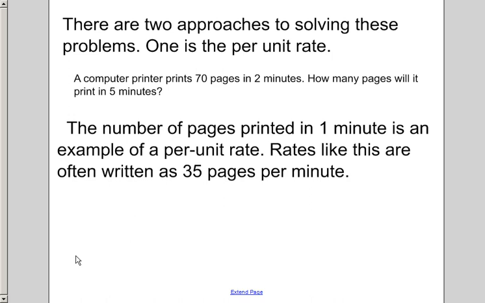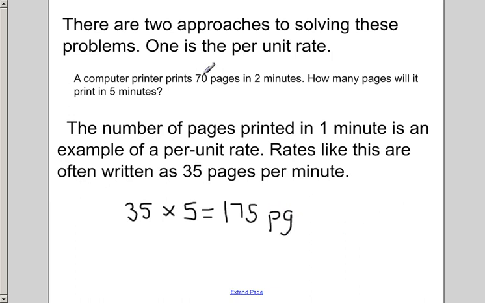Now, once you know the number of pages printed in 1 minute, to find the number of pages printed in 5 minutes, we'll just multiply 5 times 35. So again, I can do that, 35 pages in 1 minute times 5 minutes. So this represents pages, that's 1 unit. This represents minutes, that's the other. So in 5 minutes, the computer will print 175 pages. Just put PG.